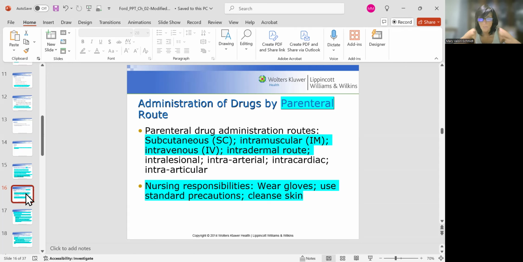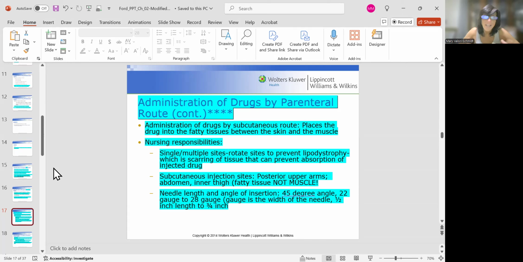Okay. So when we're doing subcutaneous drugs, you're putting the drug into the fatty tissue between your skin and muscle. Okay. Your responsibilities: single, multiple sites. You always should rotate sites to prevent something called lipodystrophy. Know that word. Lipodystrophy is scarring of tissue if you keep on injecting in the same spot over and over again, where eventually scar tissue builds up and that site won't absorb any drug that's injected into it. Lipodystrophy.